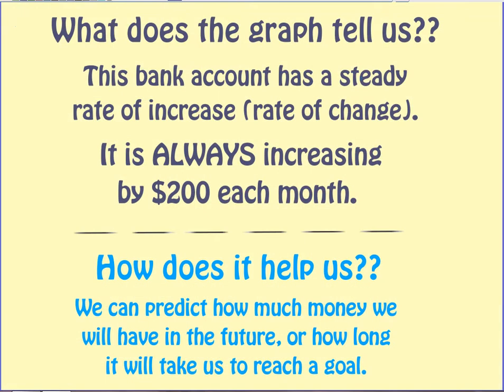What is the graph telling us? It's telling us that the bank account has a steady rate of increase or rate of change. It's always increasing by $200 per year. It's never varying from that amount. How is that going to help us? Well, we can learn to predict how much money we're going to have in the future, or maybe you have a goal of an amount of money that you're trying to reach, and you can find out how many years it's going to take you to reach that goal. So they can be really beneficial to us, especially if we're in a situation like a business where we need to make a certain amount of money.